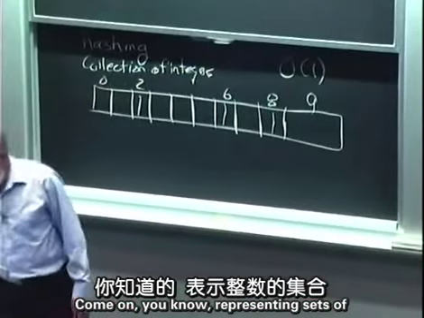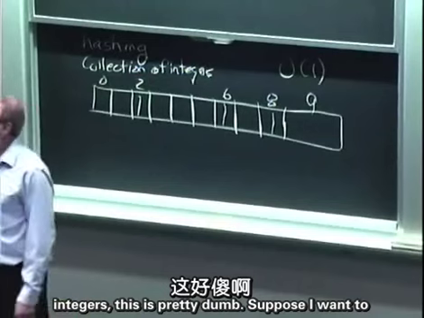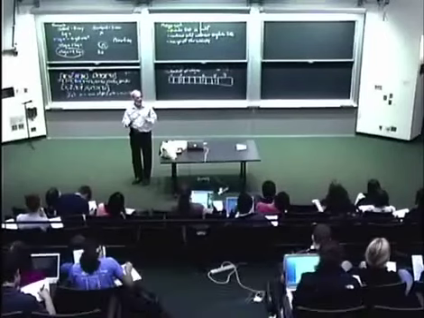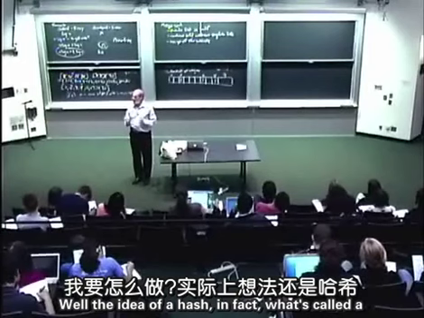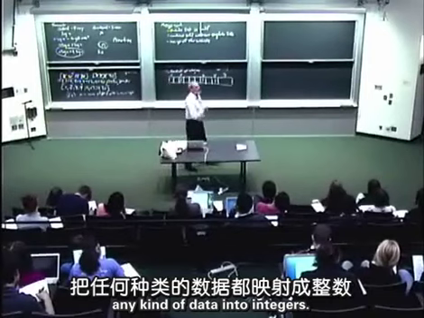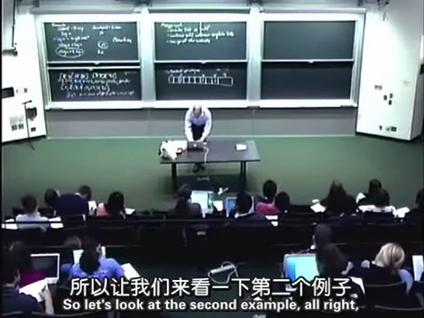Come on, representing sets of integers, this is pretty dumb. Suppose I want to have a set of characters. How could I do that? Well, the idea of a hash, in fact what's called a hash function, is to have some way of mapping any kind of data into integers. So let's look at the second example.